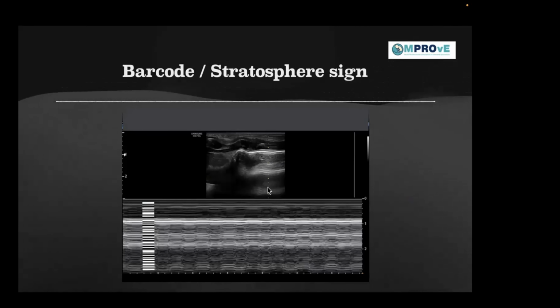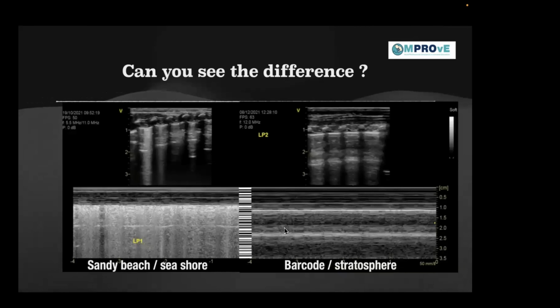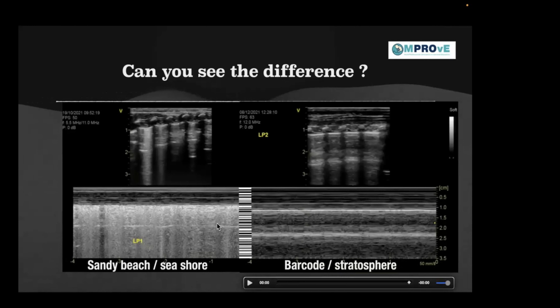Whereas barcode, it's straightforward. You interrogate the area with the pneumothorax, you see a barcode sign. I'll show you the comparison as well to be very clear. So that's your barcode sign. And so this is a side-by-side view. So this is a normal sandy beach appearance, and this is a barcode appearance. You can see this grainy area, which is not present here. The sandy beach is not present here. You do not see sky and sea over here. It's all lines. It's all stratosphere or barcode-like lines.